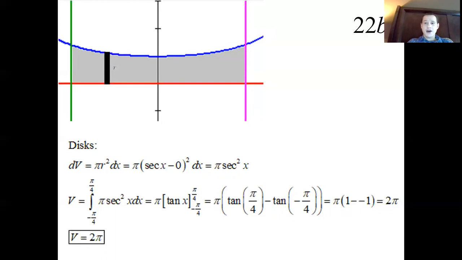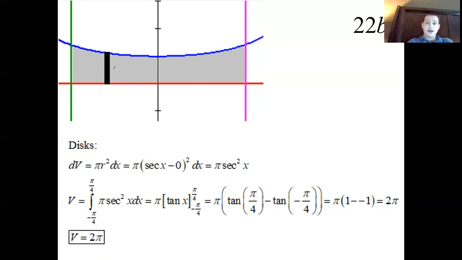So there you go. Good luck with your slices. Remember, pi r squared times thickness. R is whatever the length of your strip is, or the height of it, from the axis of rotation to your function, and your thickness is dx or dy or whatever. And if you have a gap, subtract off the inner radius too.